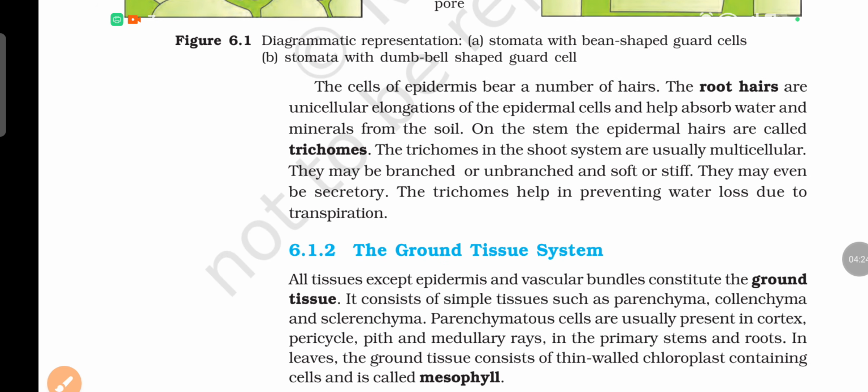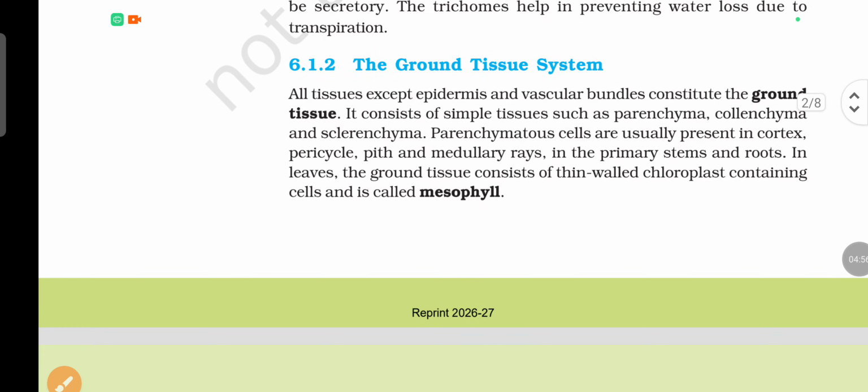The layer of epidermis bears a number of hairs. The root hairs are unicellular elongations of the epidermal cells and help absorb water and minerals from the soil. On the stem, the epidermal hairs are called trichomes. Trichomes in the shoot system are usually multicellular. They may be branched, unbranched, and stiff or soft. They may even be secretory. The trichomes help in preventing water loss due to transpiration. The ground tissue system.